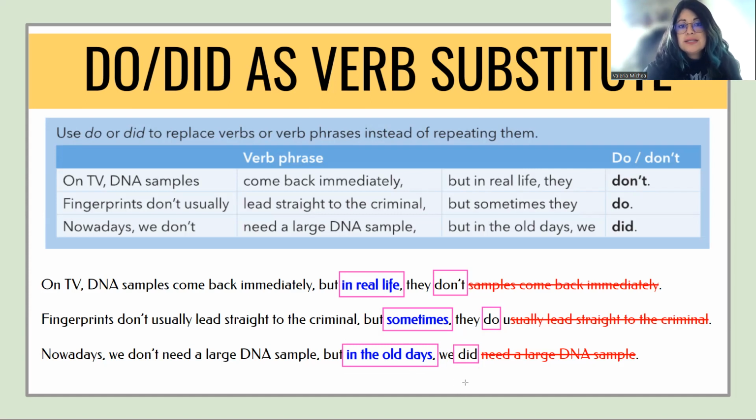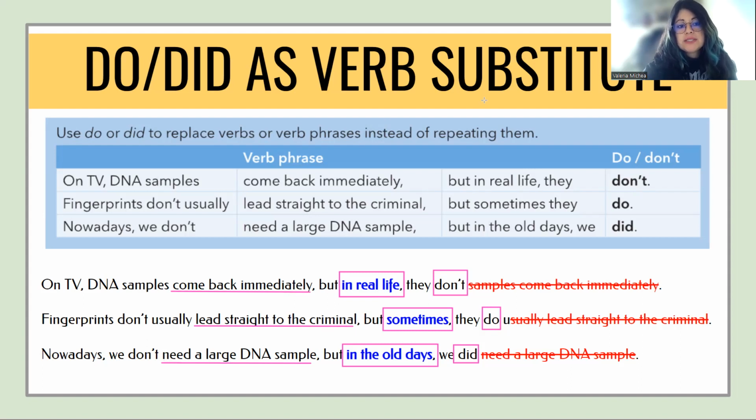So that is actually what we are doing here. With these auxiliary verbs, we are avoiding repetition of the verb or the verb phrase. That's the idea. That's what we are trying not to repeat. Now, how can you know if you have to use the present or the past with the auxiliary verb?